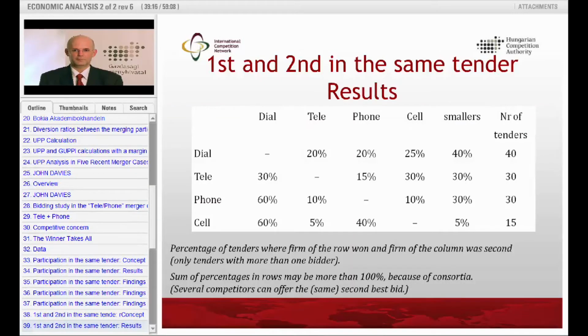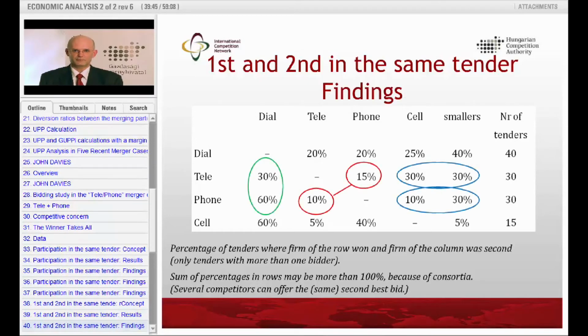The first row of this table represents tenders where Dial won and there was at least one other bidder. That is 40 tenders. Tele was second in 20% of them, Phone was second also in 20% of them, and so on. So each row represents tenders which were won by a particular supplier, and each column indicates the competitive pressure that a particular competitor imposes on others.